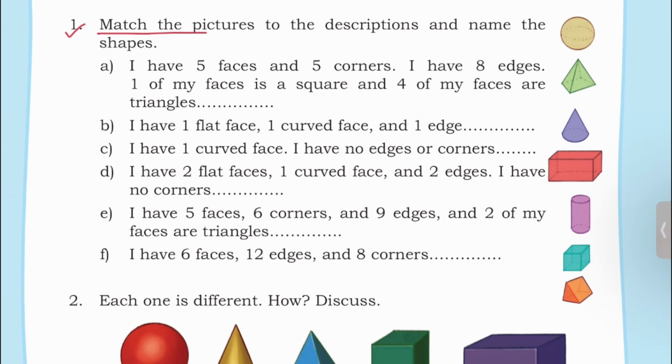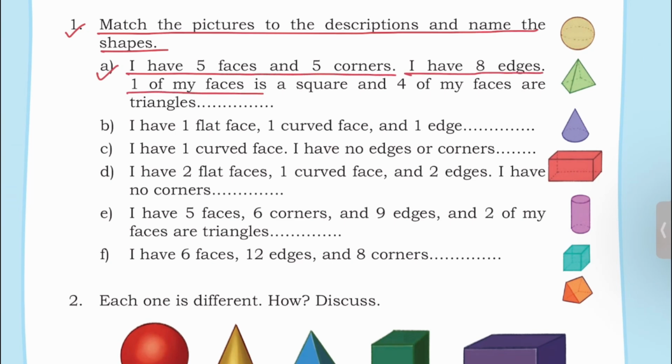One. Match the pictures to the description and name the shapes. A. I have 5 faces and 5 corners. I have 8 edges. One of my faces is a square and 4 of my faces are triangles. The answer is square pyramid.